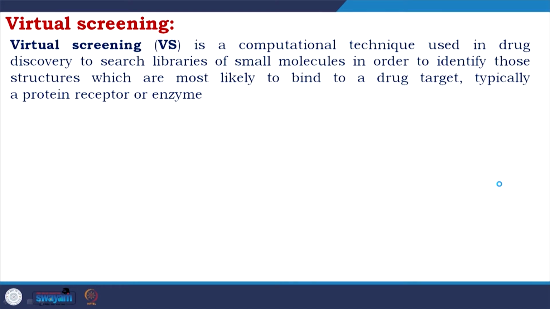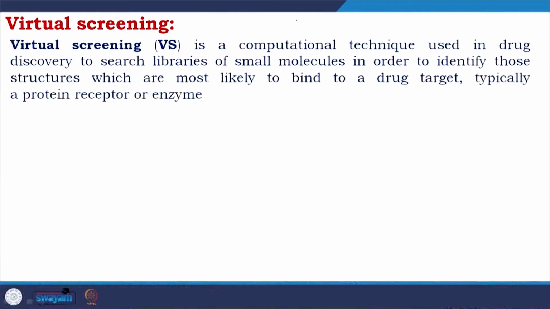What is virtual screening? Virtual screening is a computational technique used in drug discovery to search libraries of small molecules in order to identify those structures which are most likely to bind to a drug target, typically a protein receptor or enzyme. Definitions never really help people understand, so let me explain. In traditional drug discovery there was something called high throughput screening. Now, high throughput screening is expensive, it needs instruments and it needs manpower.